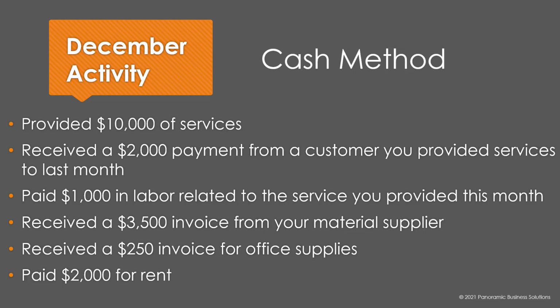So the first one, provided $10,000 of services. If we haven't received any payment, then we would not record that. For the cash method, we would record that $2,000 payment because that's actually cash changing hands, regardless of when those services were provided. We paid $1,000 in labor, so that payroll actually happened. $1,000 left the bank account. That transaction is reported in December.